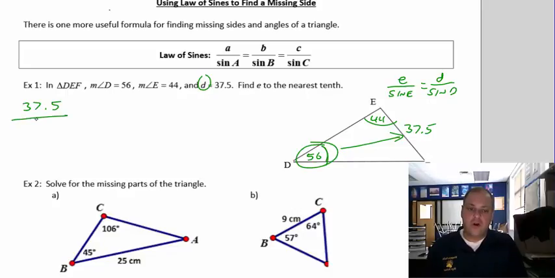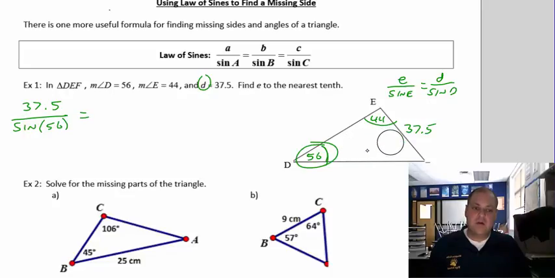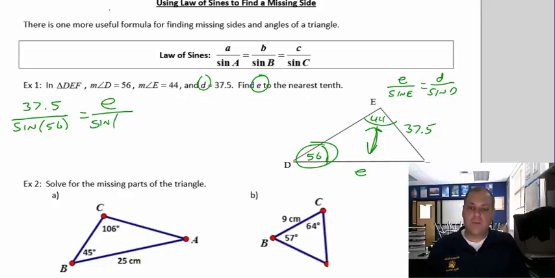37.5 over sine of 56 equals, now I want to find e. Well, e is opposite of angle E. It's right there. This is side e. That's what they want us to find. So it's going to be equals e, little e, over the sine of E. Well, the sine of E is the opposite angle. So it's sine of 44. And that's basically what you're going to do. You're going to cross multiply and solve just like we do all the time.